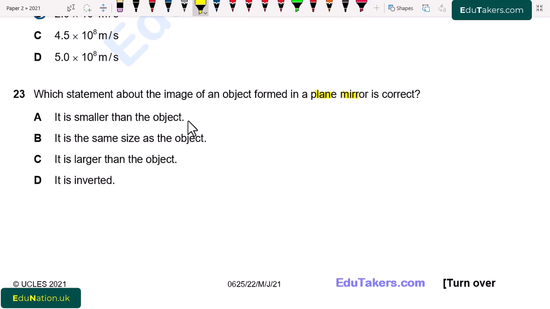So the plane mirror always forms an image whose size is the same as the size of the object. So from here, option B is correct, which shows that the size of the object is equal to the size of the image.